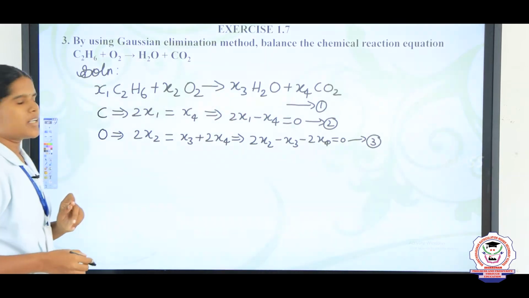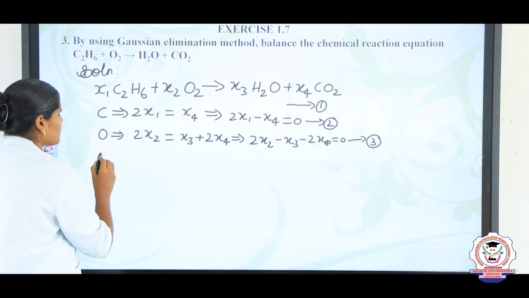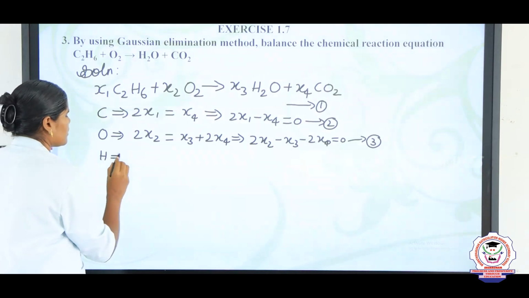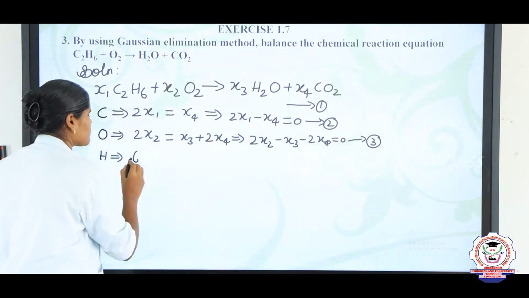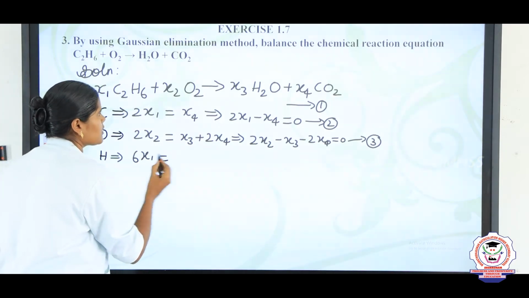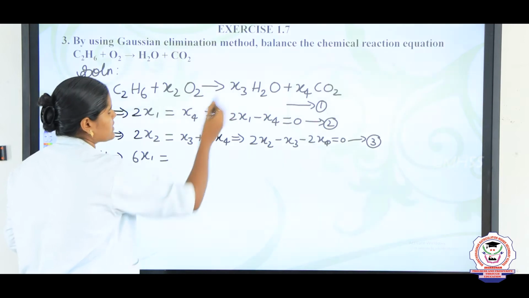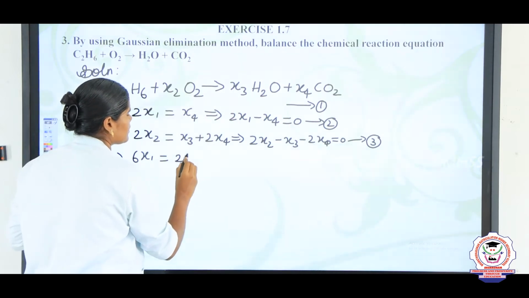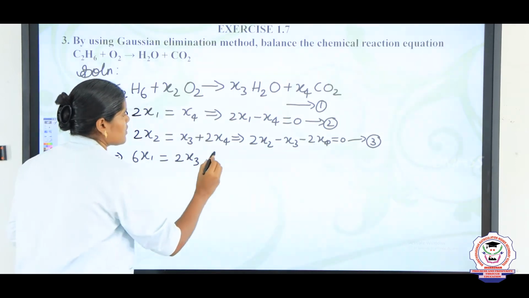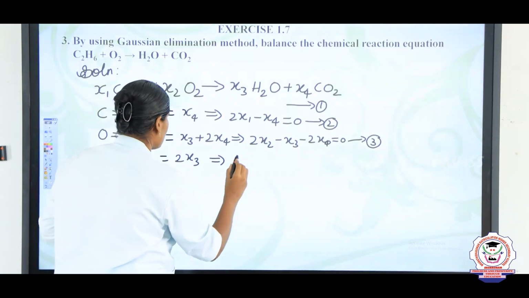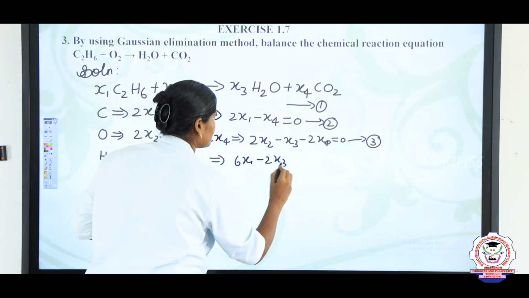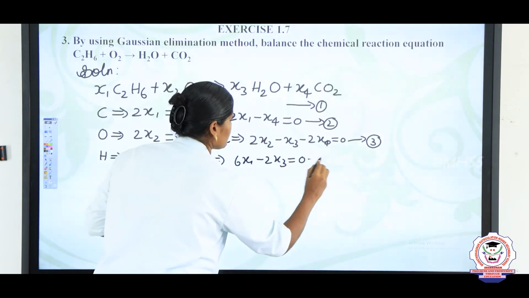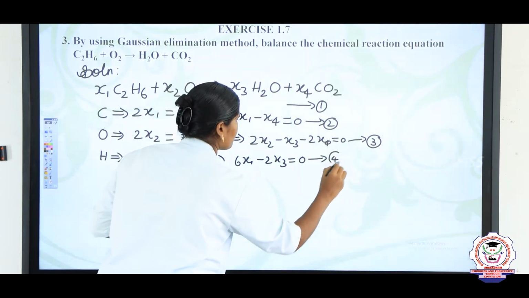Next, the hydrogen atom. In the first term 6 hydrogen are there. So 6x1 equal to 2x3. So we get 6x1 minus 2x3 equal to 0. This is equation number 4.